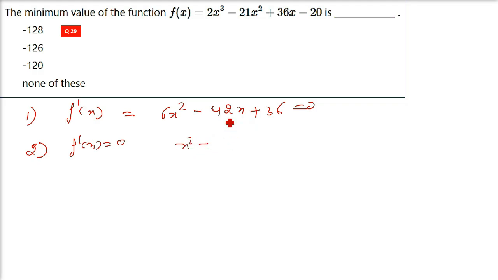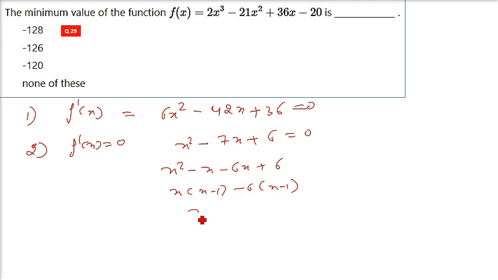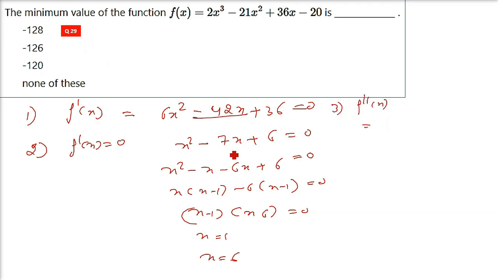So x square minus 7x plus 6 equals 0, which is x square minus x minus 6x plus 6 equals 0. So (x minus 1)(x minus 6). So x equals 1 and x equals 6 are the two points of criticality, critical points, extreme points. So 1 and 6 we will check. For the minimum value of the function, you just check 1 and 6. Whichever is the minimum, just tick that one. We have to find out the minimum value of the function, so this 1 and 6 has to be placed in place of x in order to get the value.